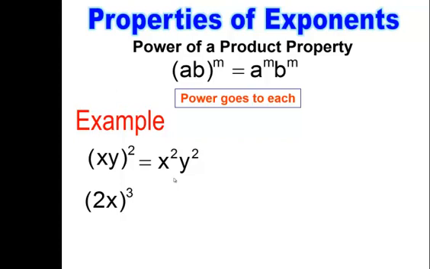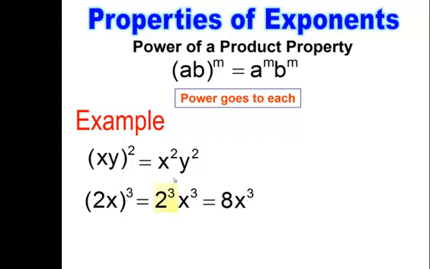I'm not taking 2 and multiplying it to 3. I'm taking 2 and I'm raising it to the 3rd power. Make sure you take the power and give it to the number. And that number now is going to be multiplied to itself the number of times that power is. So you're going to have to simplify that piece. And then you give the power to the variable, so you end up with x to the 3rd.